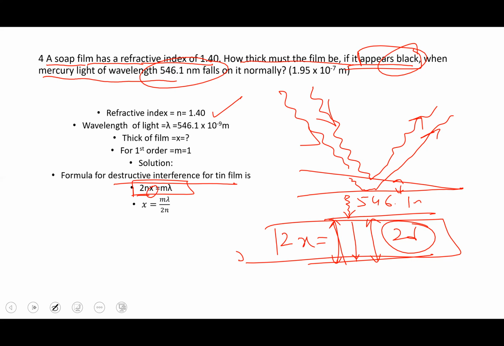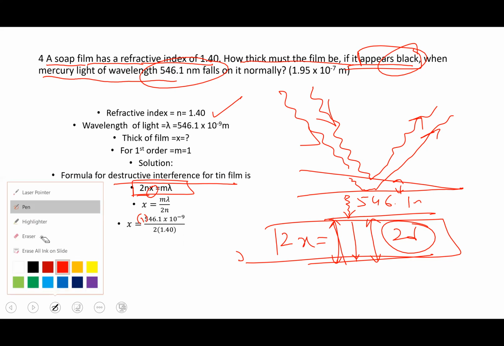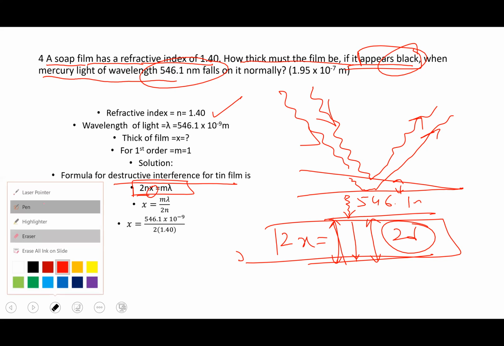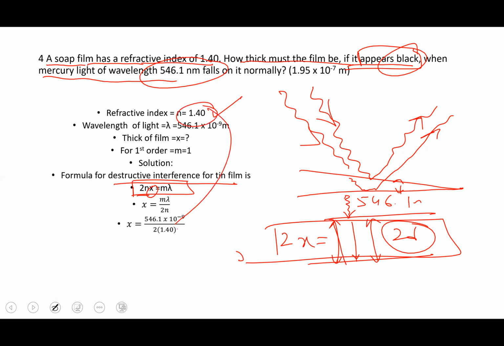So x will be equal to m lambda divided by 2n. Let us put in the values. The value of m is 1, since 1 multiplied by anything is the number itself. Lambda, which is given to us, is 546.1 into 10 to the power minus 9, and we divide it by 2n, where the value of the refractive index given to us is 1.4. After putting in the values in the formula, what do we get?